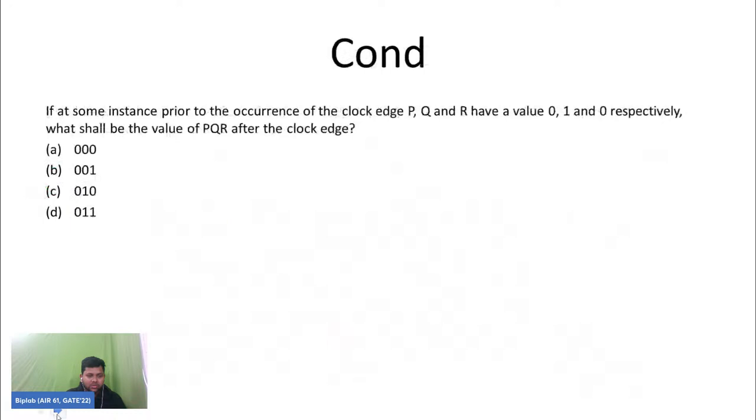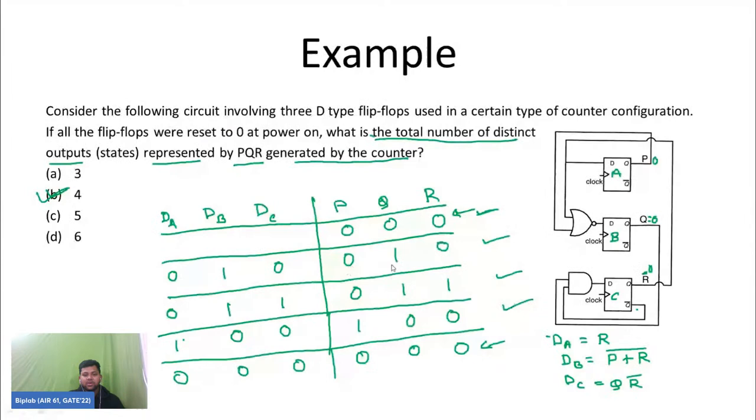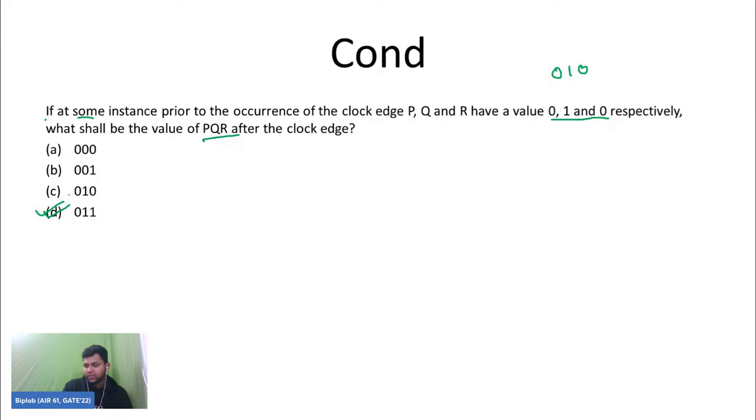So the next question is related to the previous question. If at some instance prior to the occurrence of the clock edge PQR have value 010, then what shall be the value of PQR after the clock edge? That means after the next clock cycle, what will be the value? 010 was before, and the next value will be 011. So the next output will be 011. Okay.